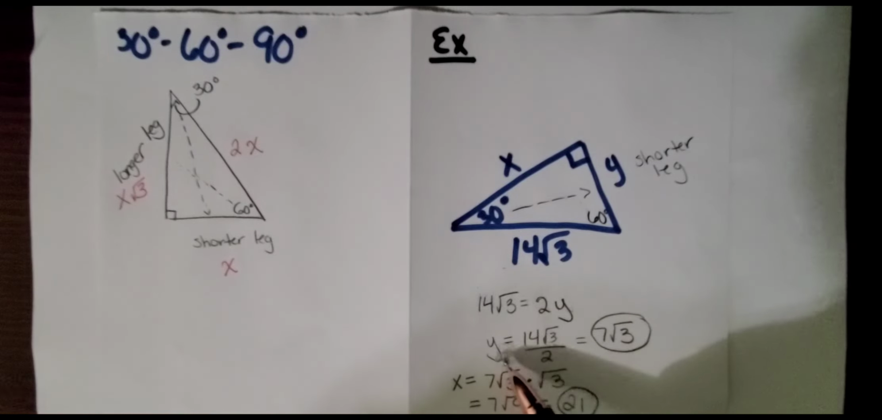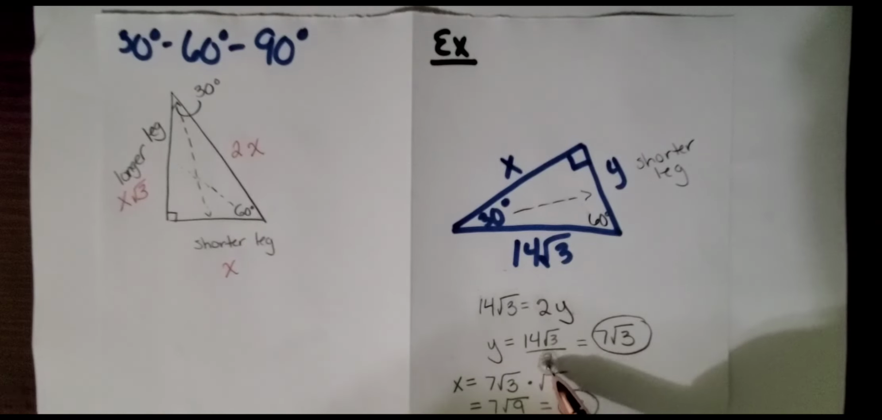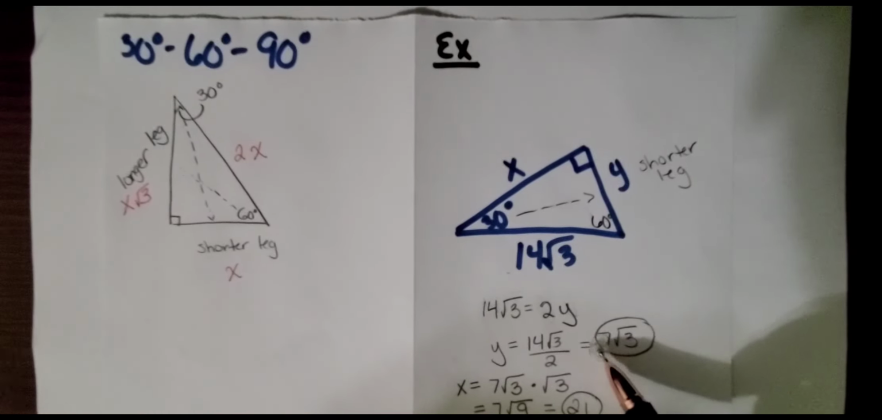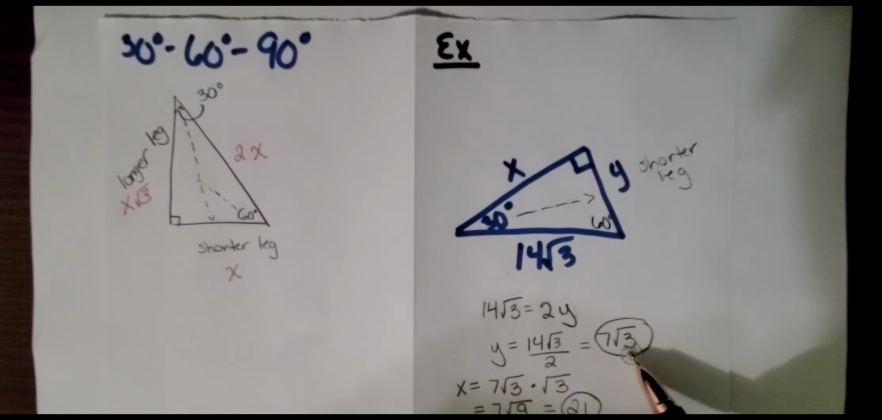Solving for y, I would divide both sides by 2, and I get that y is equal to 14 times radical 3 divided by 2. 14 divided by 2 gives me 7. So my final answer for y is 7 radical 3.